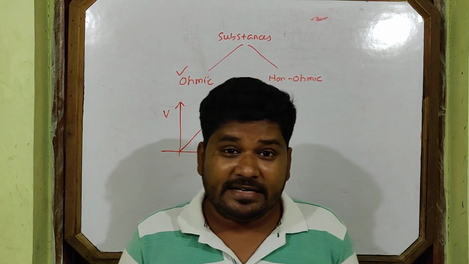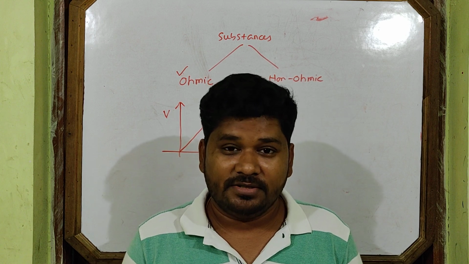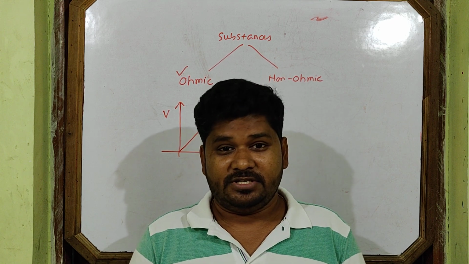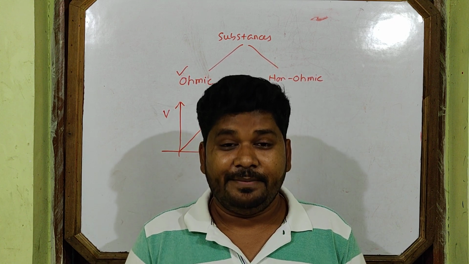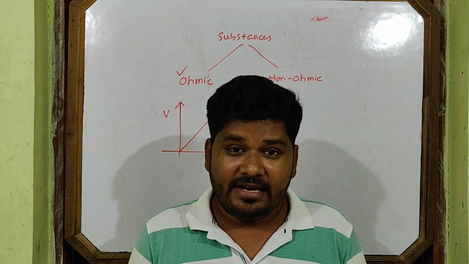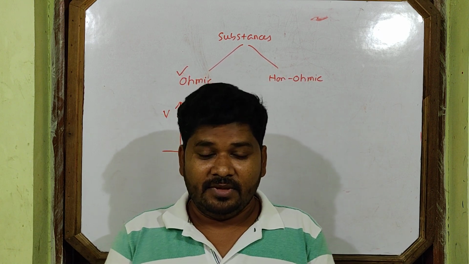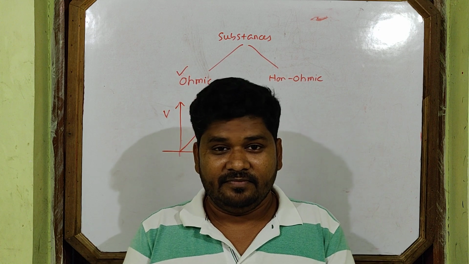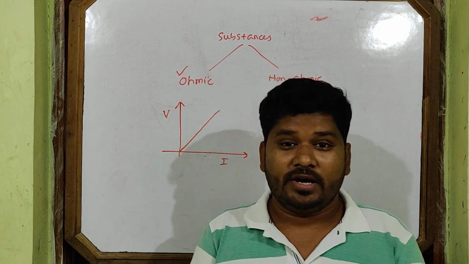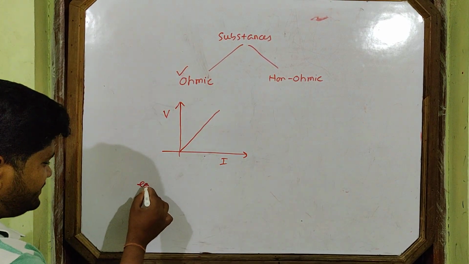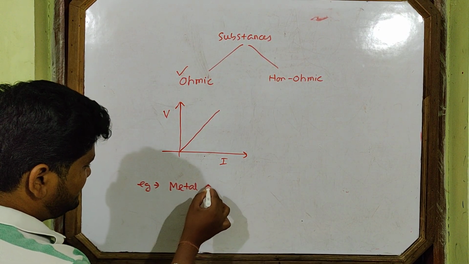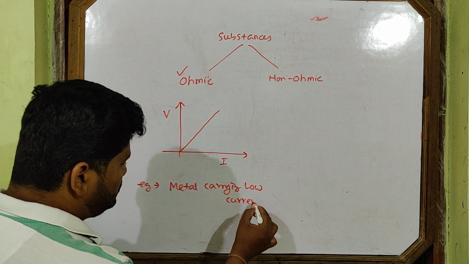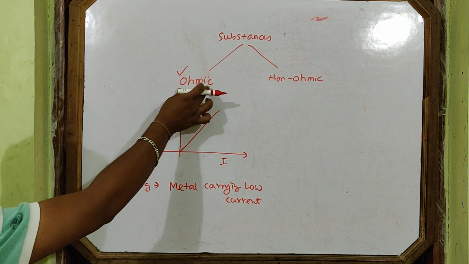The question may come to your mind: practically, what is an ohmic substance? Please tell us where it is available. Which substance in your day-to-day life is called an ohmic substance? Conductors, metals. Metals carrying low current are ohmic substances. If you ask me for an example of an ohmic substance, it is a metal carrying low current. I told you, low current.